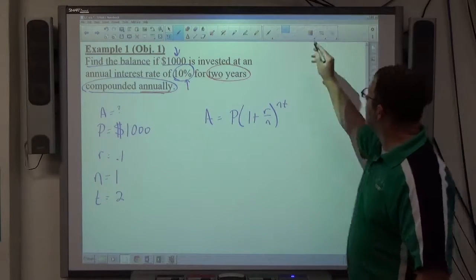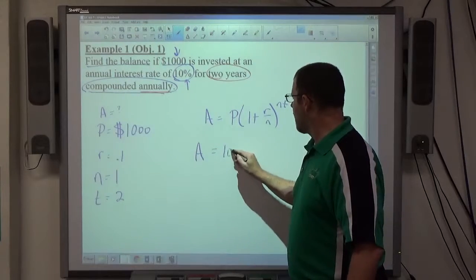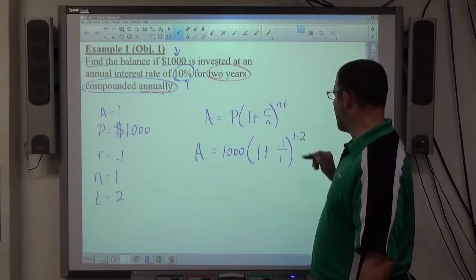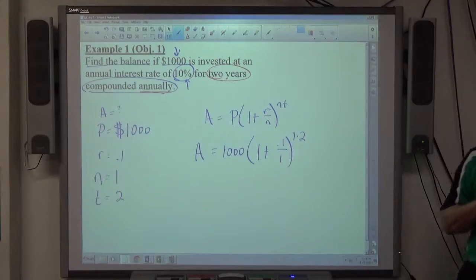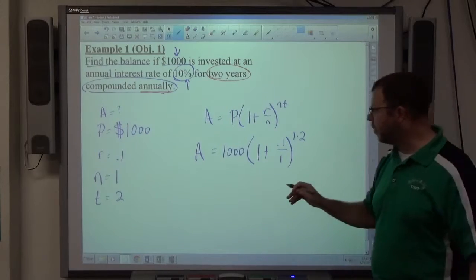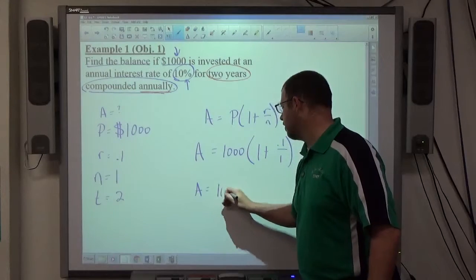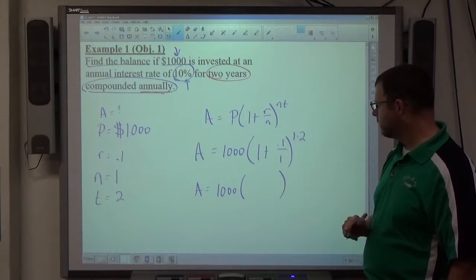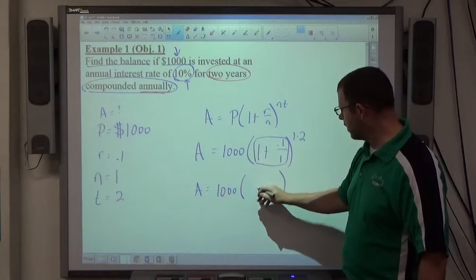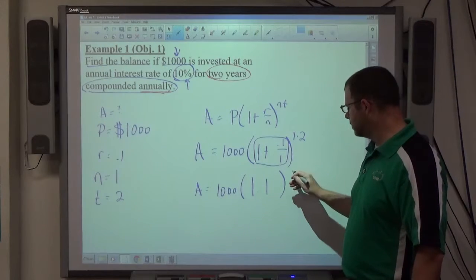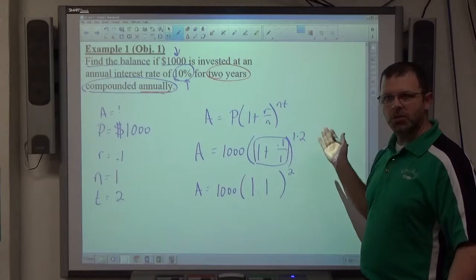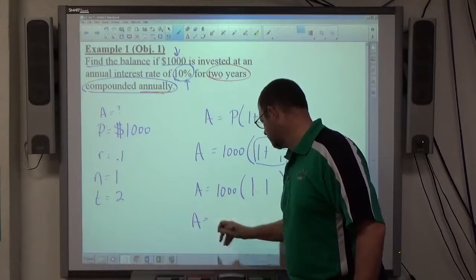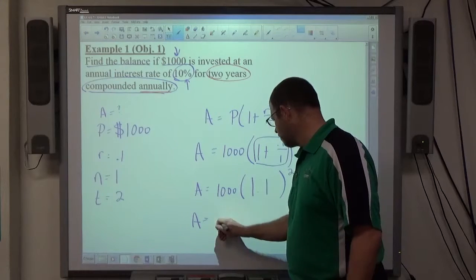So if I try and work this out, then A equals 1,000 times (1 plus 0.1 over 1) to the 1 times 2 power. That's just substituting numbers into the formula. If I beautify it up a little before I stick it in my calculator: 1,000. What does 1 plus 0.1 over 1 equal? 1.1. And what does 1 times 2 equal? 2. So we're going to get 1.1 to the second power times 1,000. We punch all that in our calculator, and I'm going to guess $1,210.